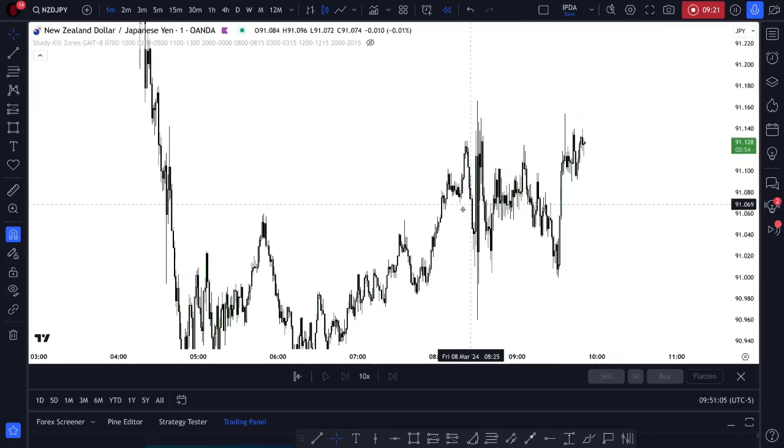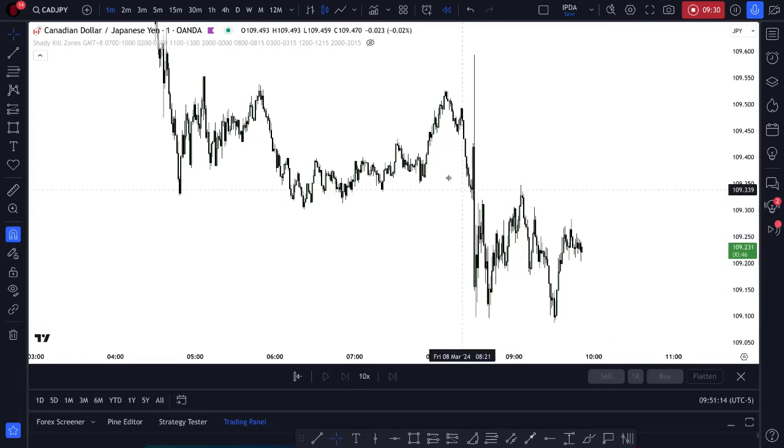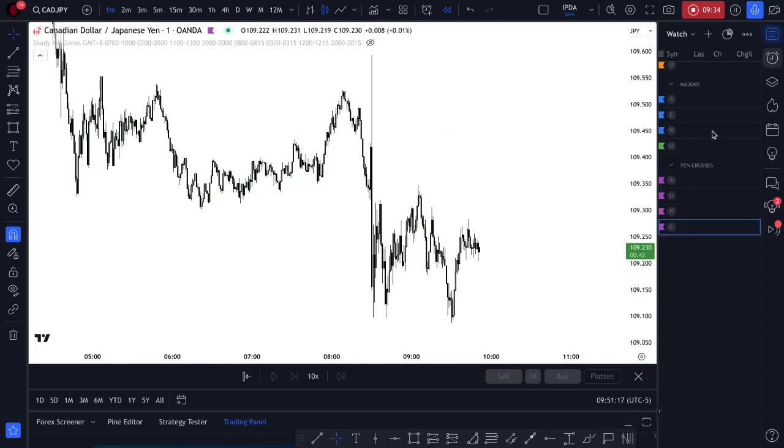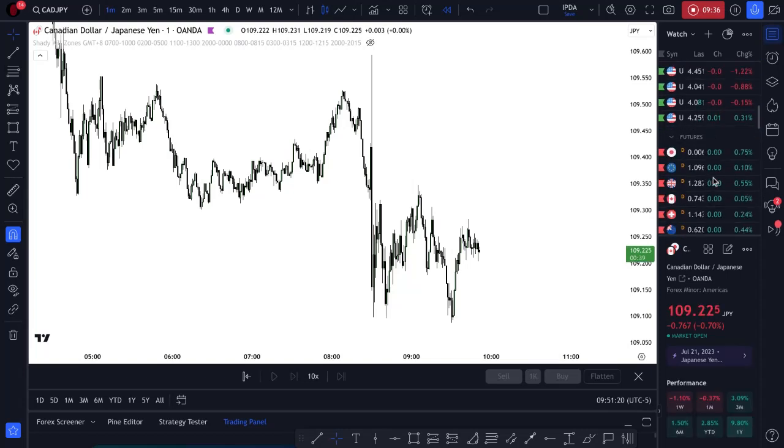UJ selling off. Fake move up, run all the buy stops, and then sell off. NJ, a little more choppier. You can always assume that everything's not going to be picture perfect. CADJ run up, runs down. Let's take a look at what the Japanese yen did. That's something I didn't take a look at today.